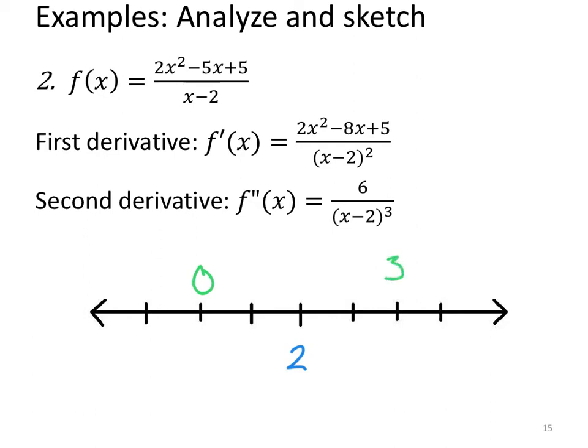And when I go to the left of 2, say 0, 0 minus 2 is a negative 2. Negative 2 cubed is negative. A positive 6 divided by a negative number, that's going to be negative. Put in 3 for x. 3 minus 2 is 1. 1 cubed is 1. 6 over 1 is positive. I don't care that it's 6. I care that it's positive. And I have my concavity from my second derivative.